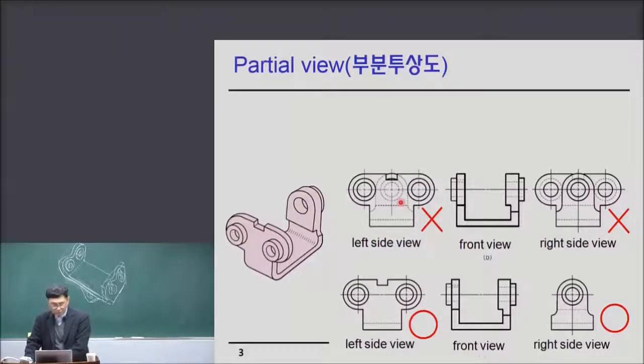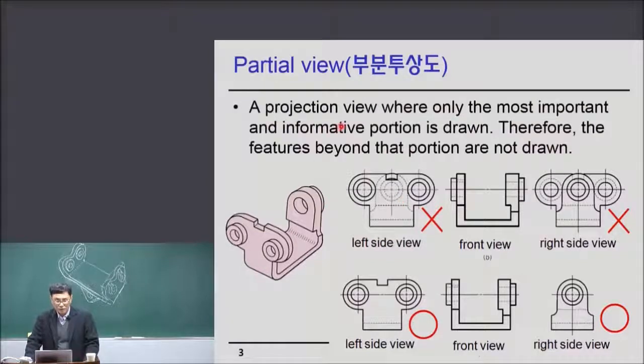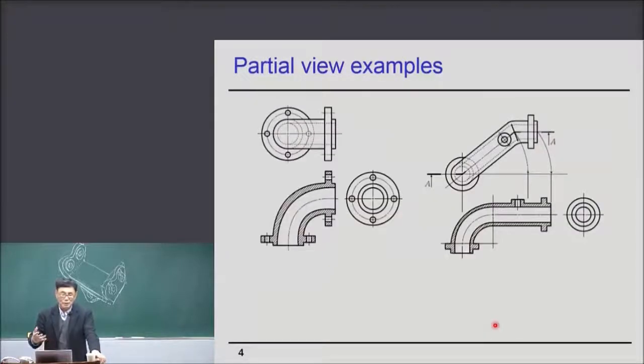So this is a partial view, a projection view where only the most important and informative portion is drawn, okay? So this part is not necessary, okay? Also, this part view is not necessary, okay? Therefore, the features beyond that portion are not drawn. This view is a very clear part drawing. So partial view is also very important. Yeah, there are many partial view examples.